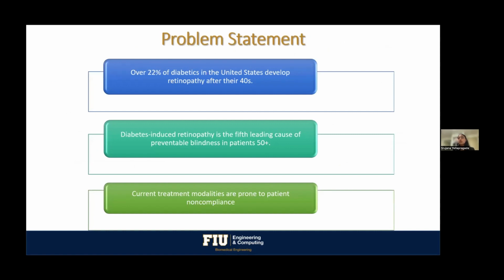Diabetic retinopathy is the fifth leading cause of preventable blindness among diabetic patients with the ages of 50 years and over. Unfortunately, the current treatment modalities present are prone to low patient compliance and require multiple revisits for treatment.